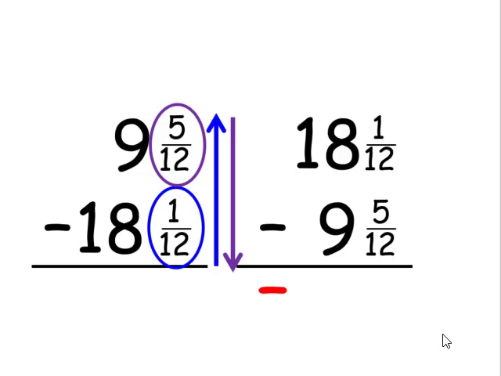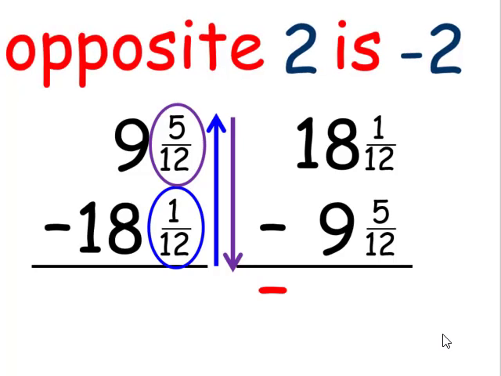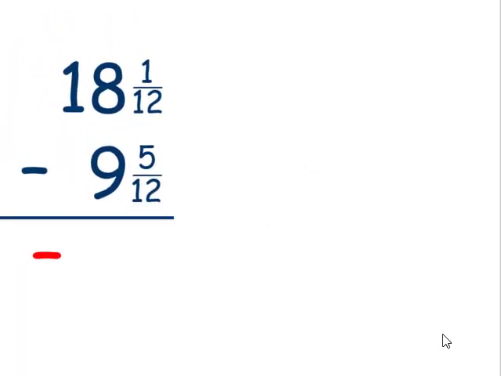Therefore, we have to write the opposite of the opposite. That's why we have that negative. Make sure you write the negative because if you don't, you're actually just getting the opposite answer. The opposite of 2 is -2. The opposite of -2 is 2. The opposite of the opposite is the same thing. Once we have that done, we can begin to subtract.